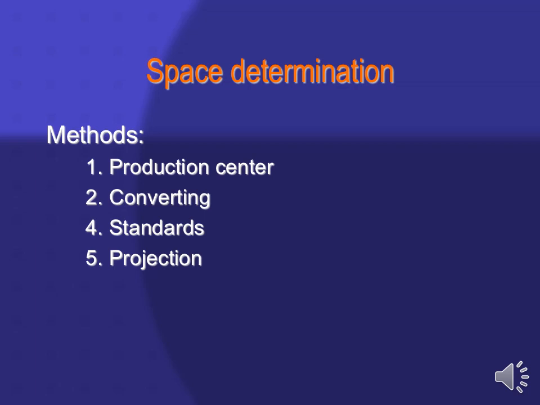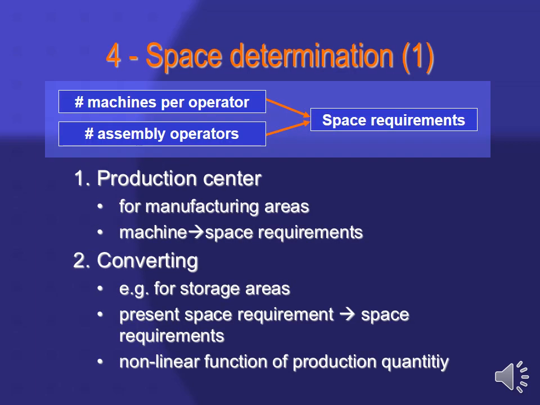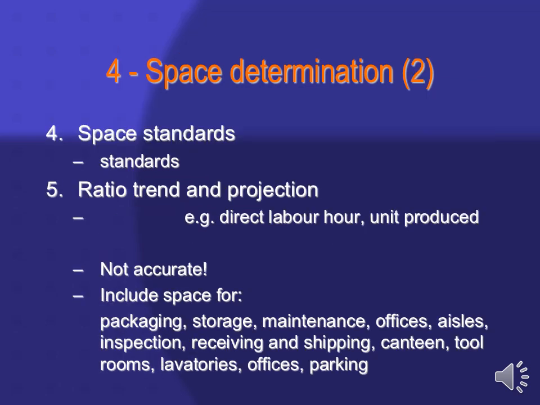There are 4 methods for the determination of the space: production center, converting, standards and projection. Production center, it means for manufacturing area, machine space requirement. Converting, example for storage area, present space, space requirement and non-linear function of production. Then space standards, it means the spacing standards. Ratio, trends and projection, direct labor hour, unit produced. Not accurate, include space for packaging, storage, maintenance, offices, rooms, laboratories, parking.